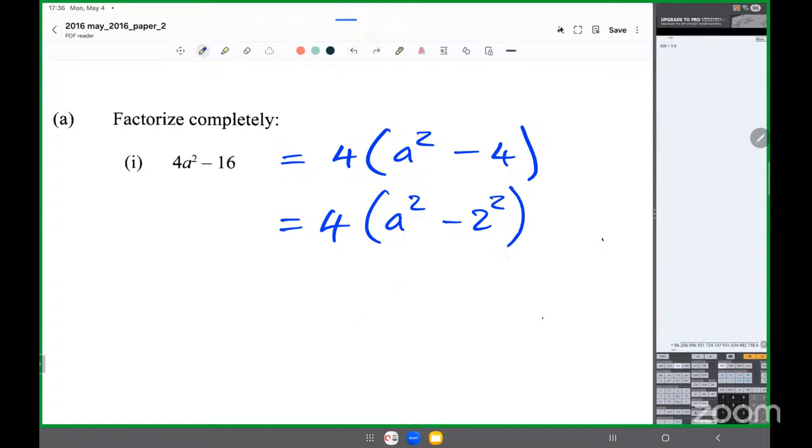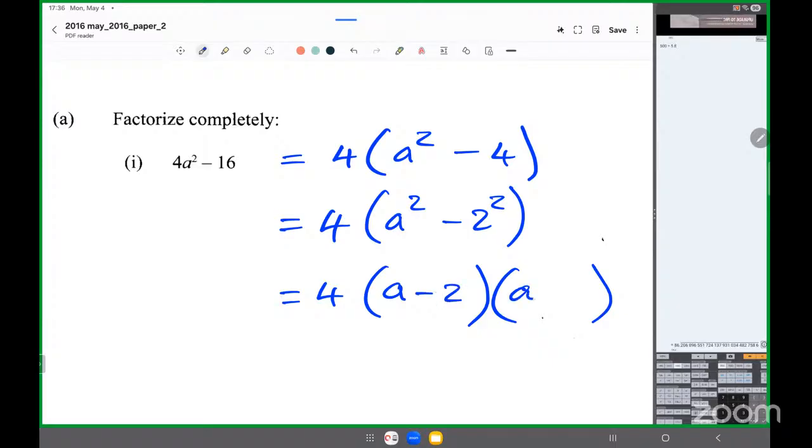So apply the rule for the difference of 2 squares inside the bracket and don't throw away this first factor 4. Keep that first factor 4. So you get 4, bracket, bracket. First, you're going to have the a minus 2 and then the a plus 2. Everybody must remember the rule for the difference of 2 squares now: the difference of the numbers and the sum of the numbers. All right? And that is it.